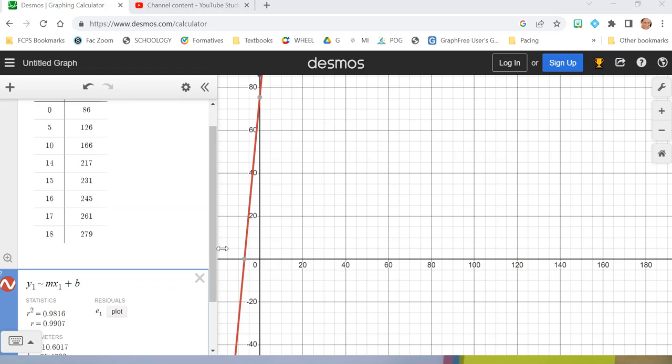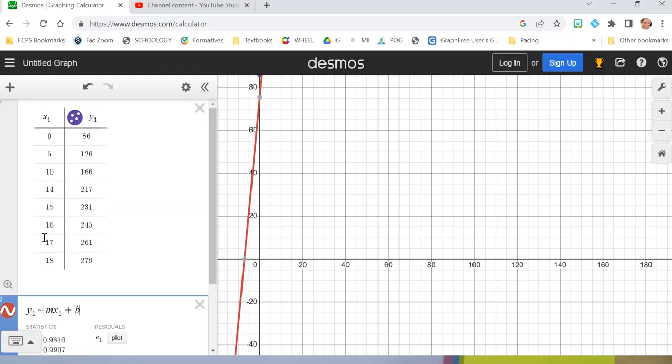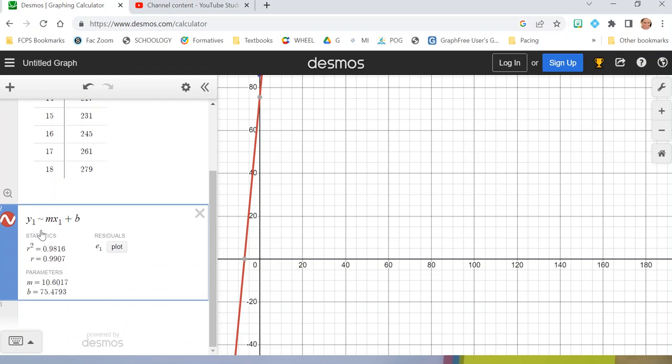All right, so I've entered all of my information about the sales for a certain retail department store as a table, and it's all in billions of dollars. Remember, you do that by clicking on the plus to add a table, and then you add your X value and the Y value that corresponds with it. Then I typed in y sub 1 tilde m x sub 1 plus b. We don't really worry about the statistics for this math class, but we care about our m and our b. I'm going to round to the nearest hundredth, so my slope m is 10.60, and my y-intercept is 75.48.